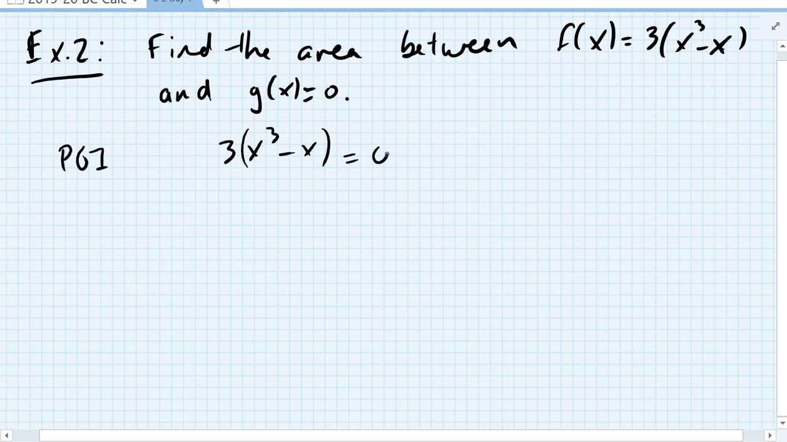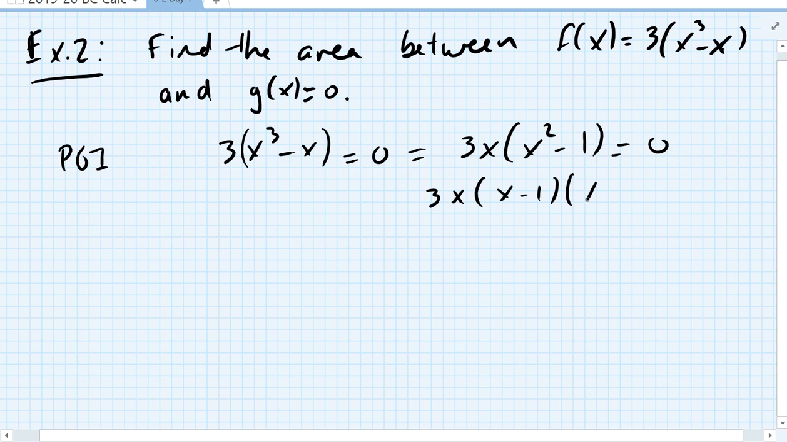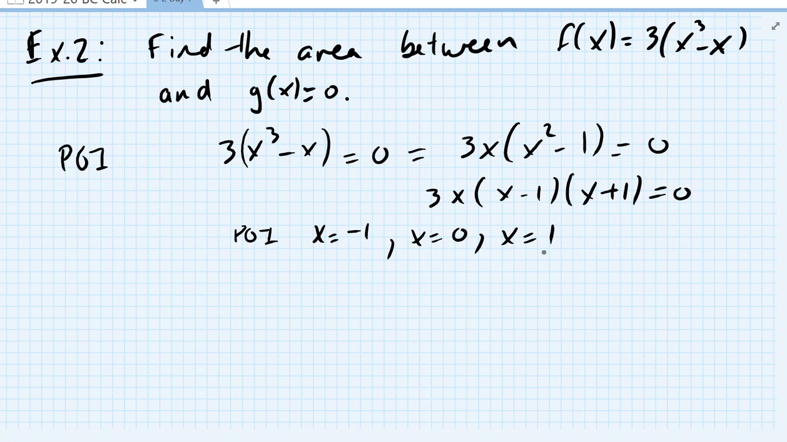Can I factor something out? Yeah, I can go 3x times x squared minus 1. Oh my goodness, can I keep factoring? I can. 3x times x minus 1 times x plus 1 equals 0. So what are my points of intersection? x equal to -1, x equal to 0, and x equal to 1. When you get more than 2 points of intersection, that's when you should be suspicious that you might have something weird going on. So we need to graph this puppy.